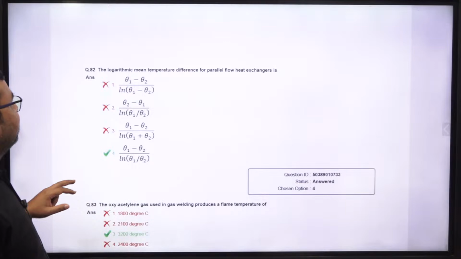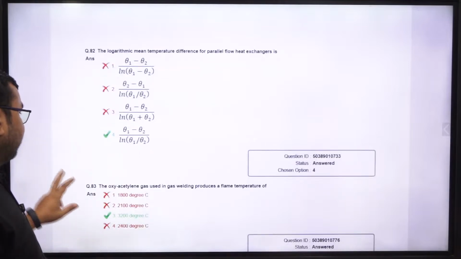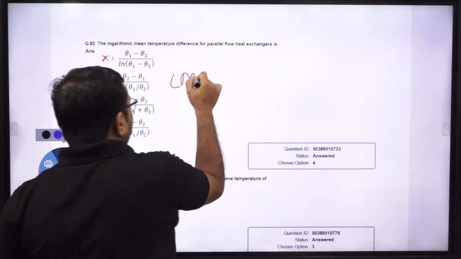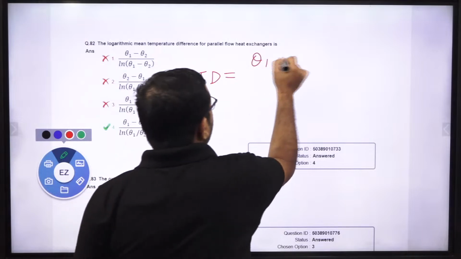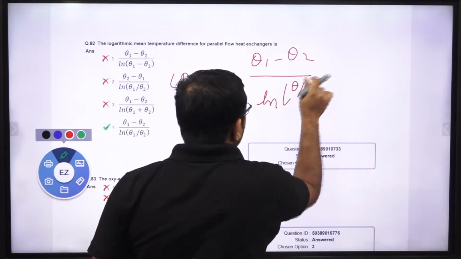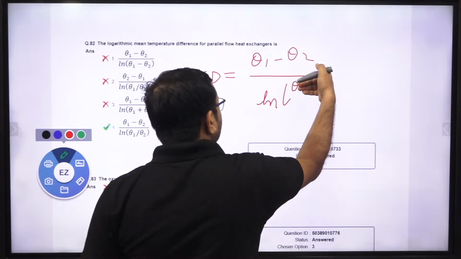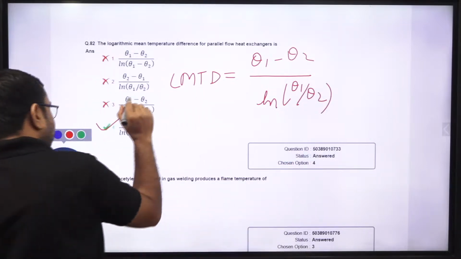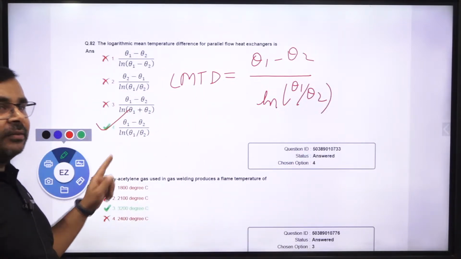Okay, so the logarithmic mean temperature. This question is always asked in the exam. What is LMTD? LMTD, the logarithmic mean temperature difference, is nothing but theta 1 minus theta 2 over ln of theta 1 by theta 2. Is it clear? So you should also remember this formula. This is a very simple question and a very useful formula, many times asked in the exam.